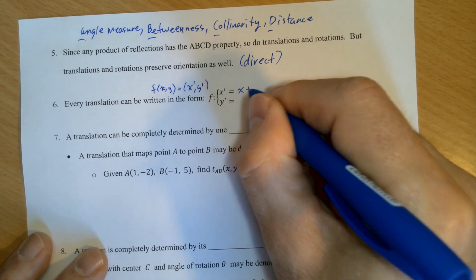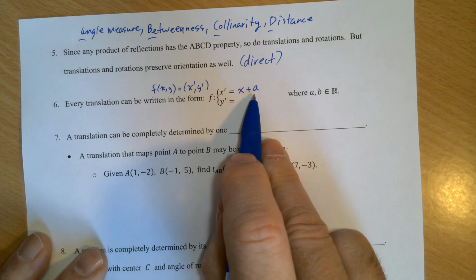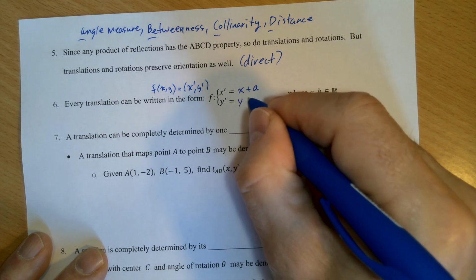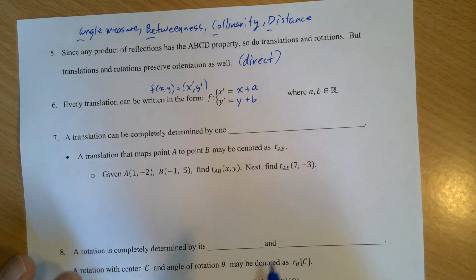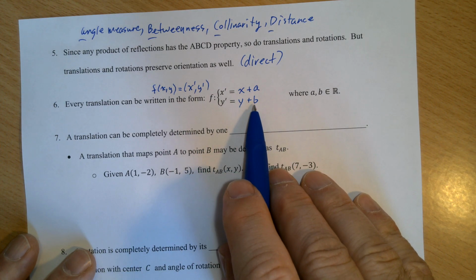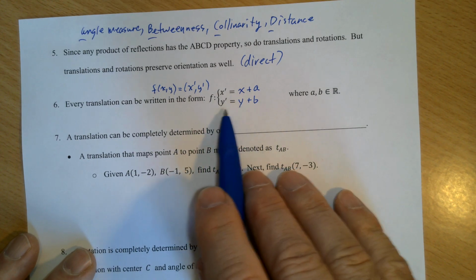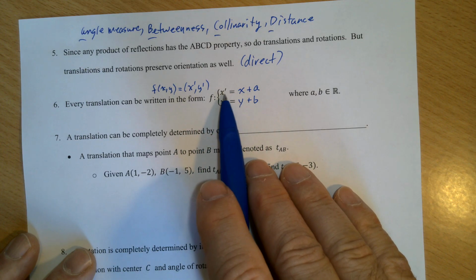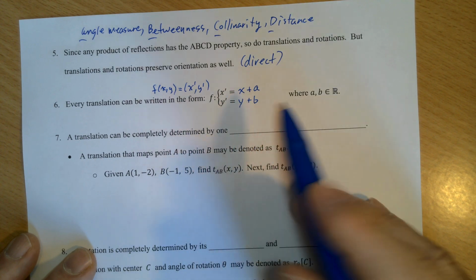We'll say x plus a. Now a could be negative. And then y plus b. And again, b could be negative. A and b can be any real numbers you want. If a and b were both 0, this would simply be the identity transformation. X prime would be x, y prime would be y. It would do nothing.